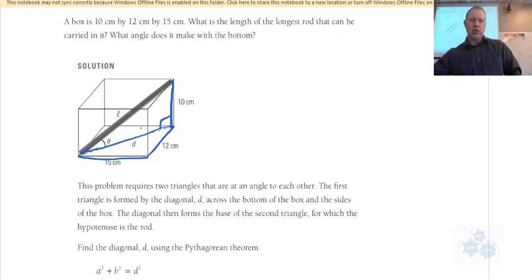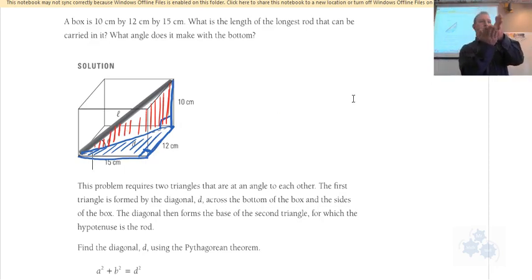So I'll try and draw these 2 triangles so that you can kind of see. You see how this is sort of the flat one on the bottom side, and then another triangle here is sort of up and down with the rod as the hypotenuse. Do you see that? So there's our second triangle, and they are sort of perpendicular to each other. They kind of form a bit of an L shape when they meet.